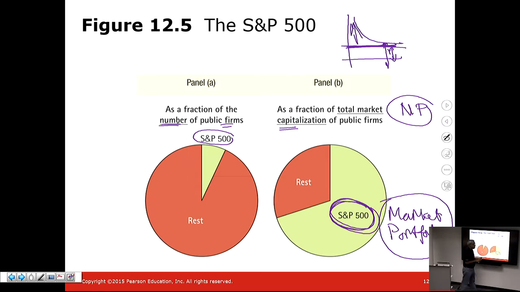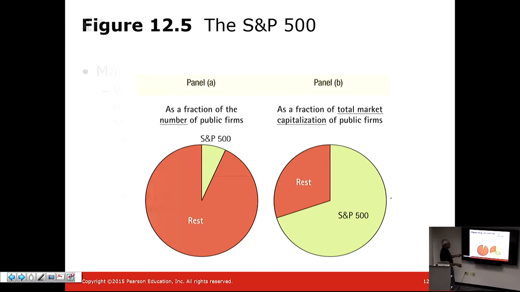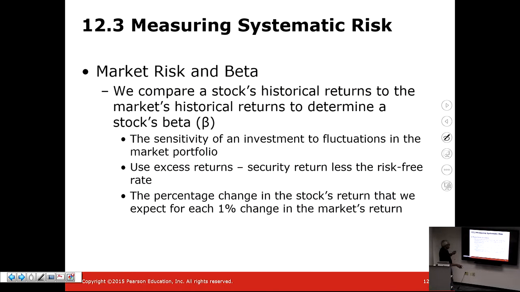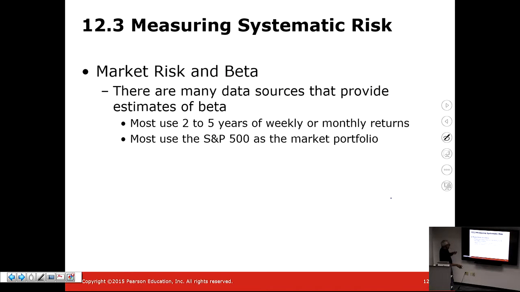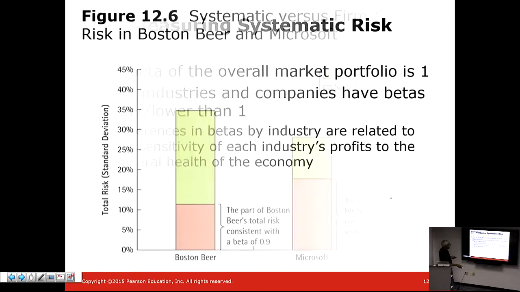And what we now want to know is what is the relationship of each stock that I have to this market portfolio. How does one particular stock relate to that market portfolio? That one particular stock could be anything. Could be Google, Apple, Microsoft, Coca-Cola, could be anything. So how do we track that?